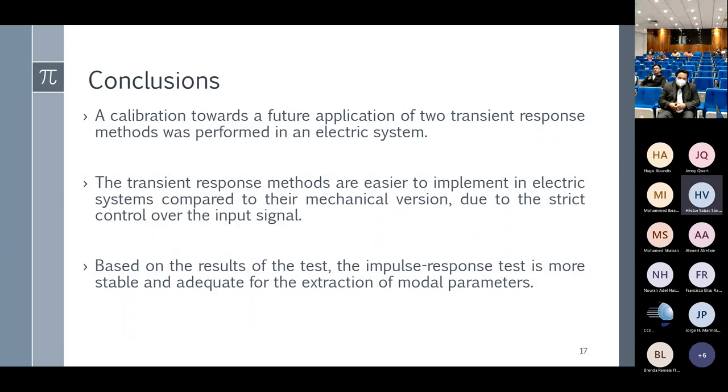Finally, as a conclusion, a calibration towards a future application of two transient response methods was performed in an electric system. The transient response methods are easier to implement in electric systems compared to their mechanical version, due to the strict control over the input signal. And finally, based on the results of the tests, the impulse response test is more stable and adequate for the extraction of model parameters.